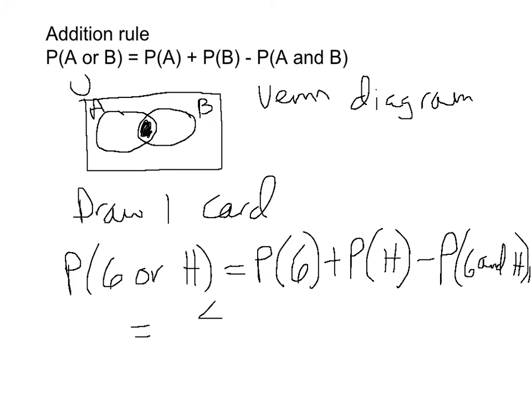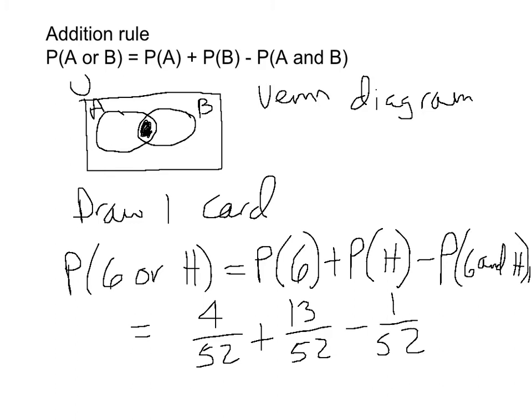There are 4 6s out of 52 cards. There are 13 hearts out of 52 cards. But of those 4 6s, one of them is the 6 of hearts, and of those 13 hearts, one of them is the 6 of hearts. So it's in there twice, so we have to subtract it out once. There is one card that is both a 6 and a heart, so here is its favorable, and then divided by 52, the number of equally likely outcomes. So this probability will be 16 out of 52, which could be reduced to 4/13.